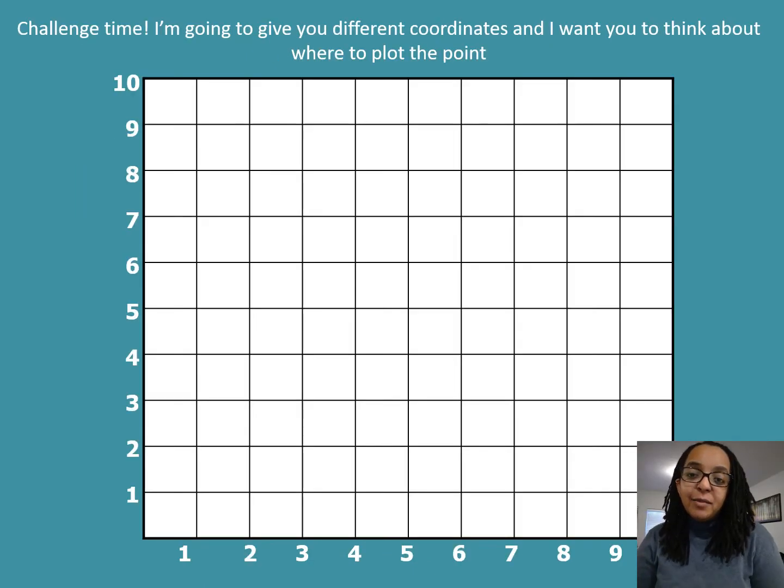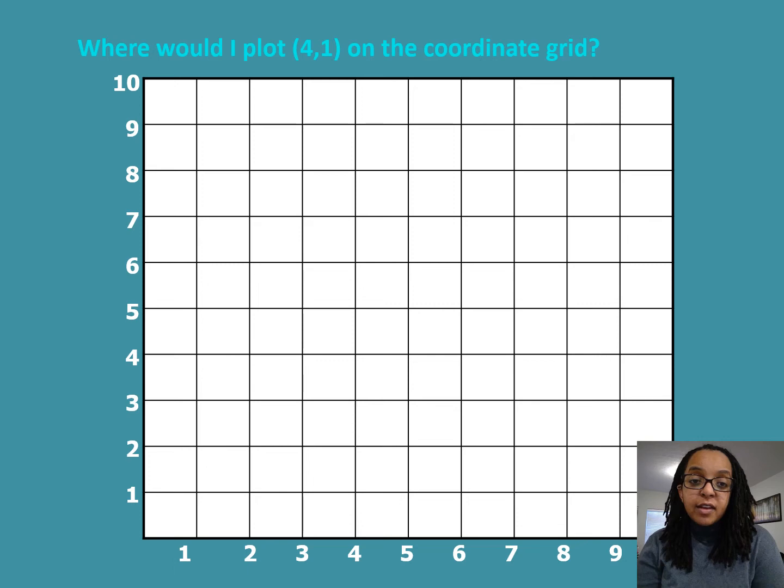All right, I am going to give you some challenge problems. I will give you some ordered pairs. Remember, ordered pairs are those 2 numbers that we're plotting on the coordinate plane. And I want you to take a few seconds and think to yourself where on this coordinate plane I could plot those ordered pairs. The first one is, where would I plot 4, 1?